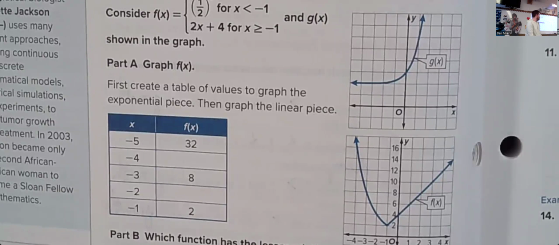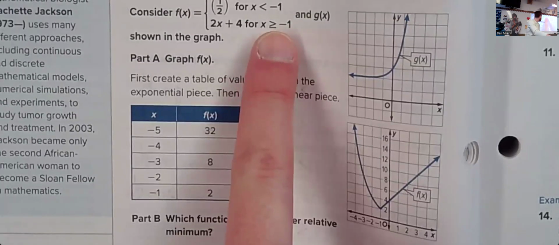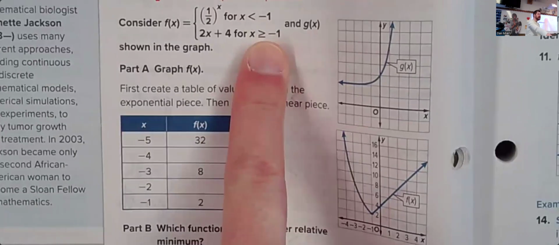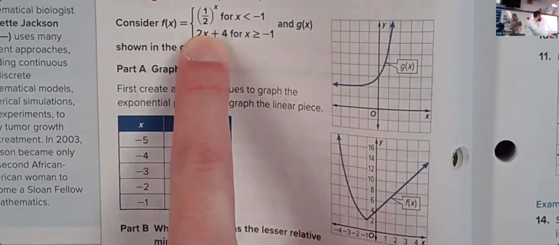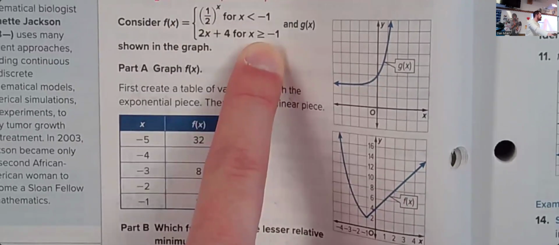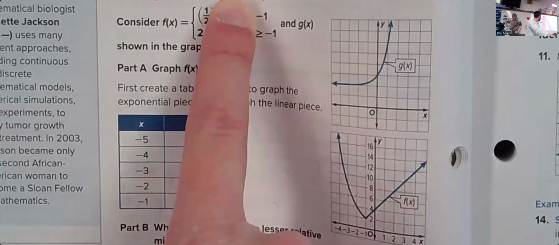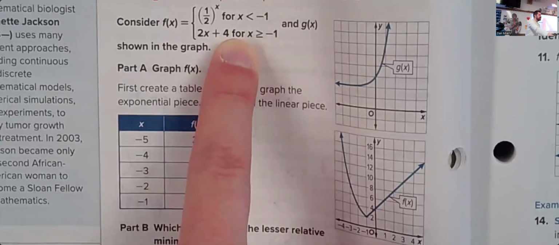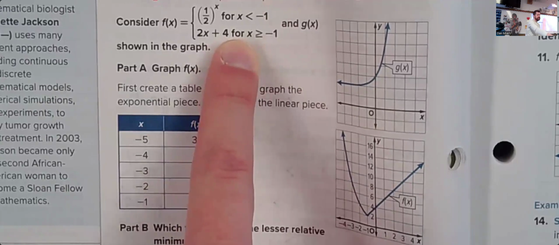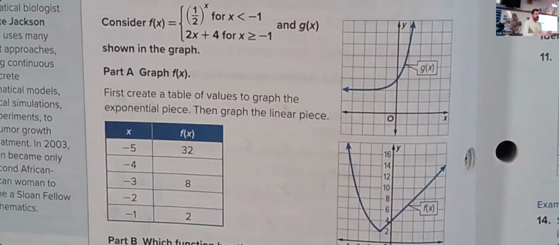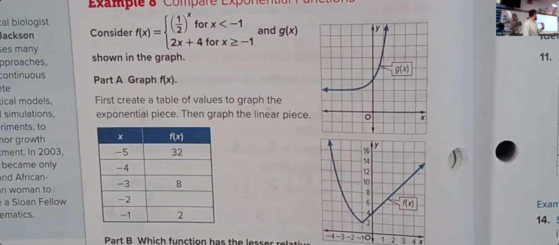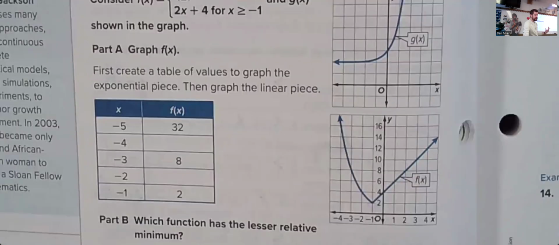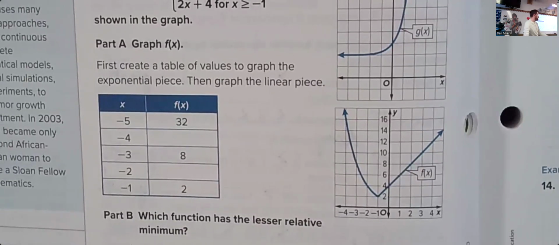Now, let's focus in on the inequalities for a second. So this says for x is less than -1. This one says for x is greater than or equal to -1. So to me, it looks like we're comparing this part of it and that part of it around the same value of x. Both of the inequalities are referencing which x value? What x value are these both related to? -1.